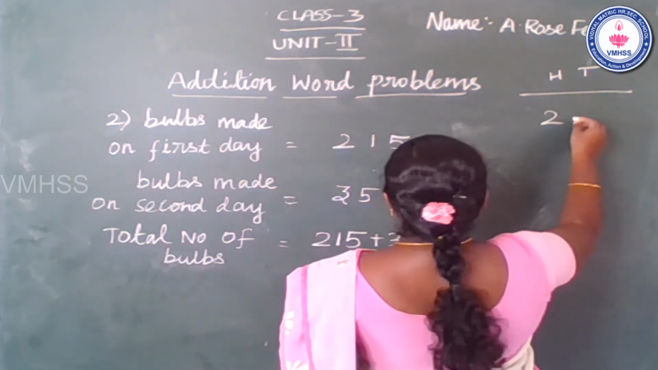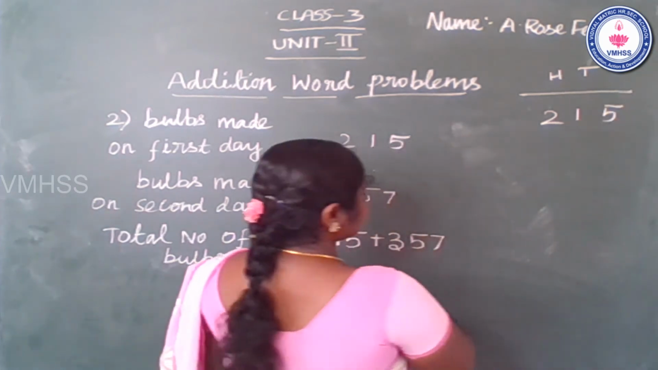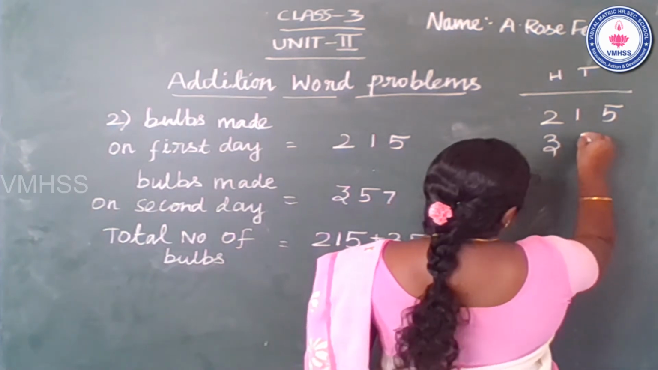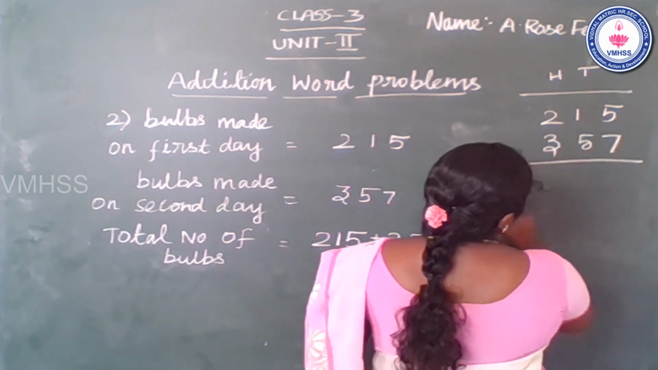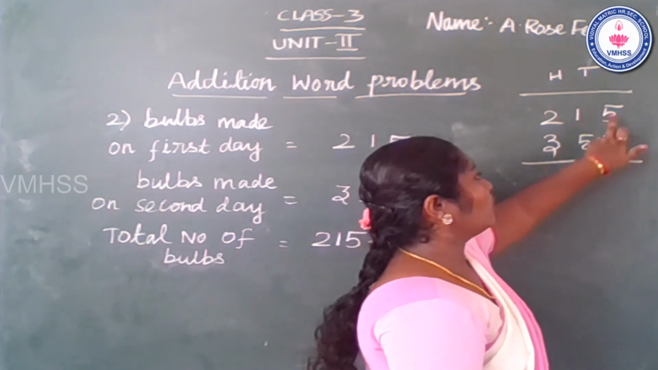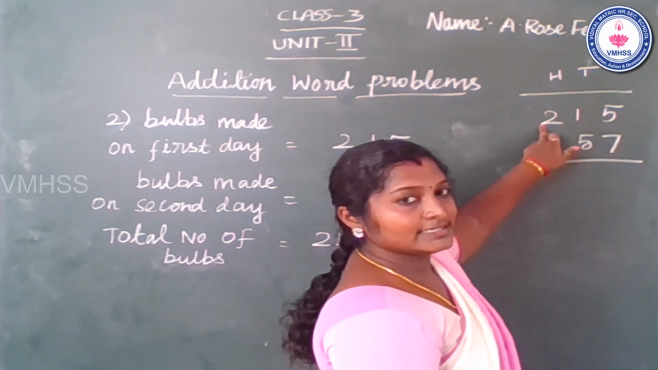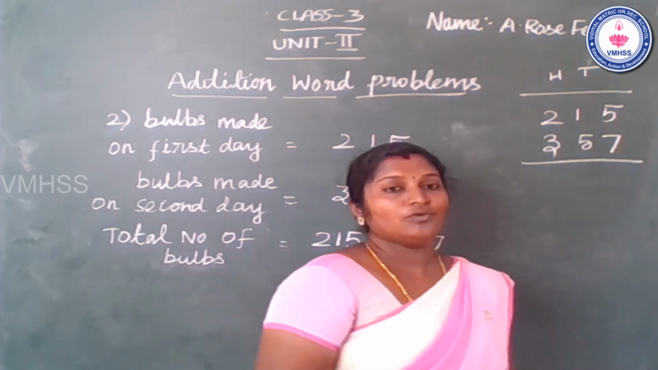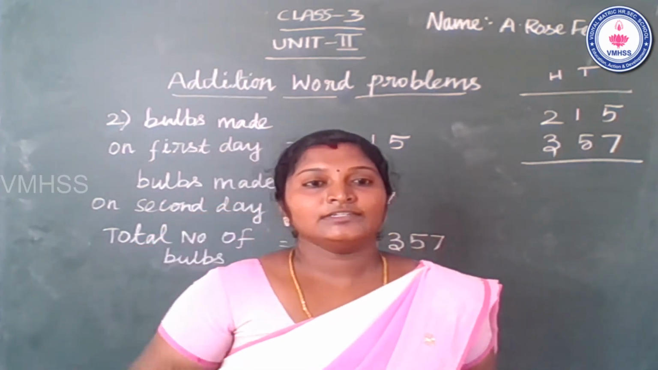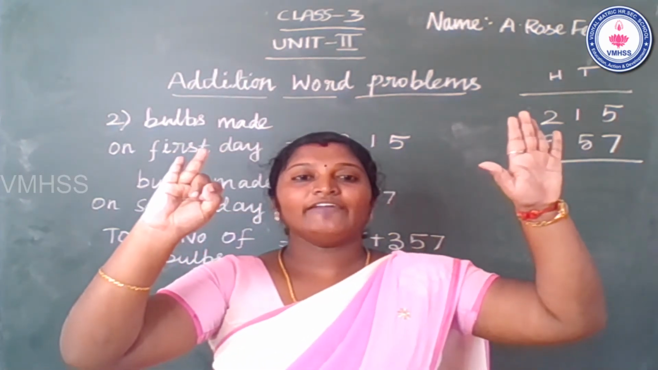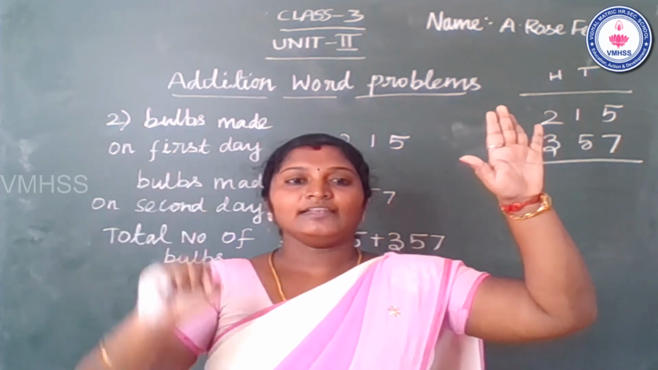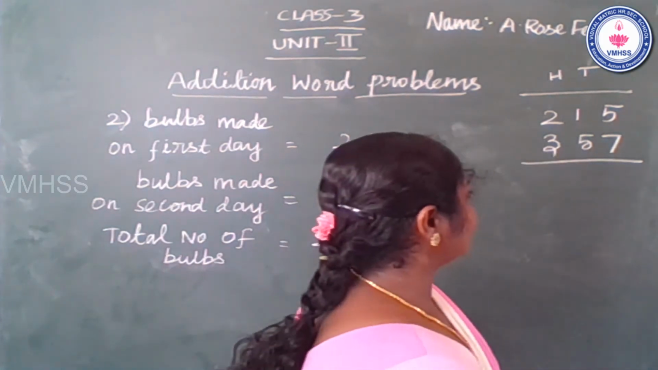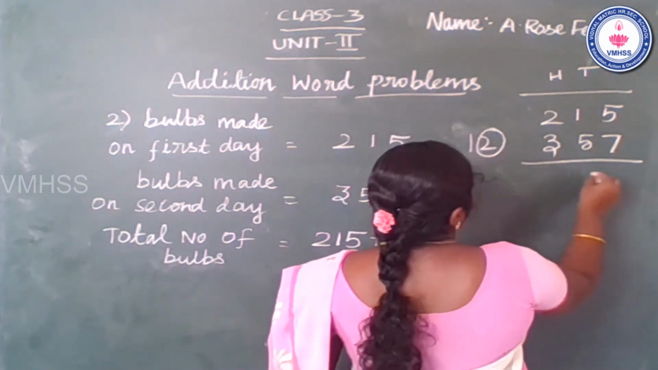So 215 plus 357. So first to identify the place value. Ones, tens, 100. So add this ones place value. So 5 plus 7. So 5 in the mind. Okay. 7 in the finger. So 5 after 6, 7, 8, 9, 10, 11, 12. So what is the answer? 12. So write in it 2.